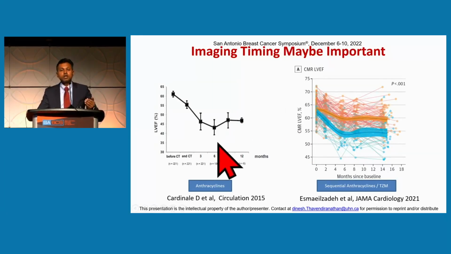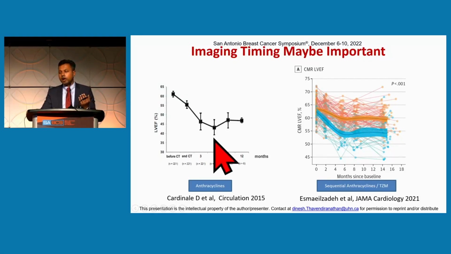And I've showed you the study before. In anthracycline-treated patients, the most common time of cardiotoxicity is 3 and 6 months into treatment. As I mentioned, almost all cardiotoxicity events occurred by 1 year. So if you're doing any surveillance, probably the greatest value is at baseline and 3 and 6 months after completion of anthracycline therapy.